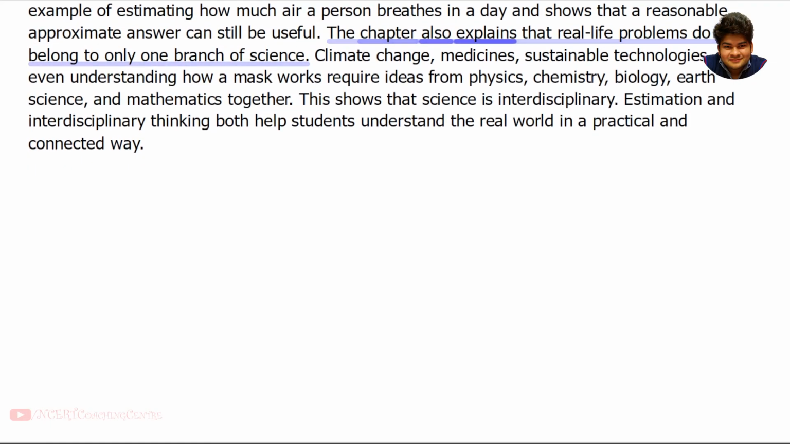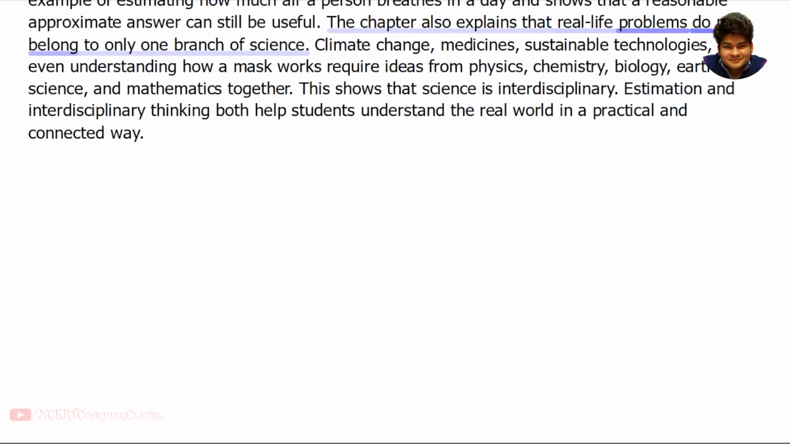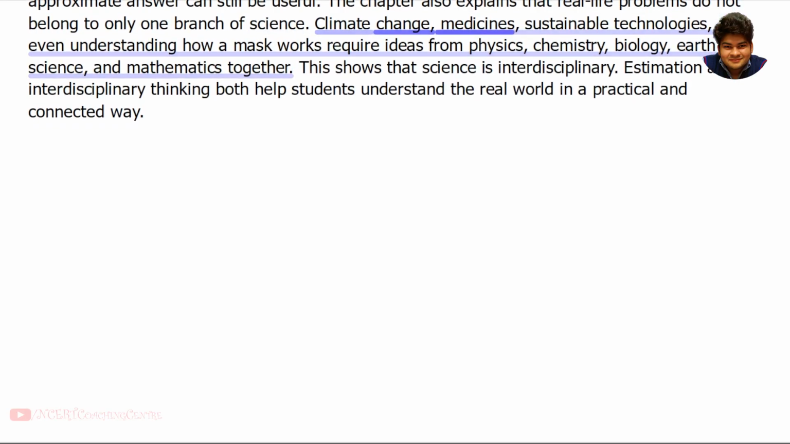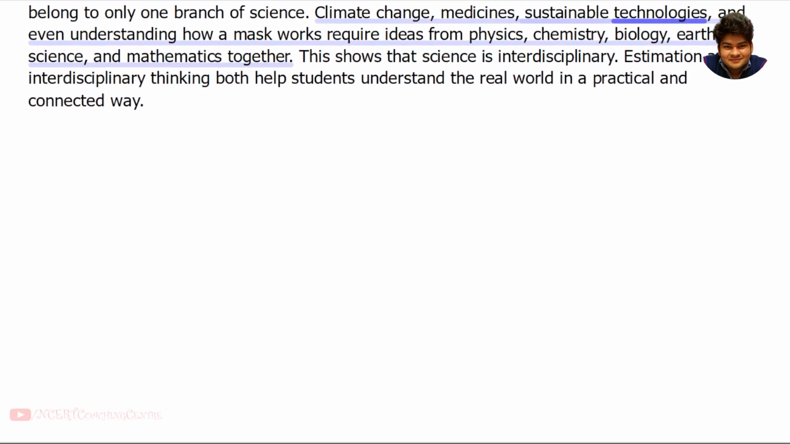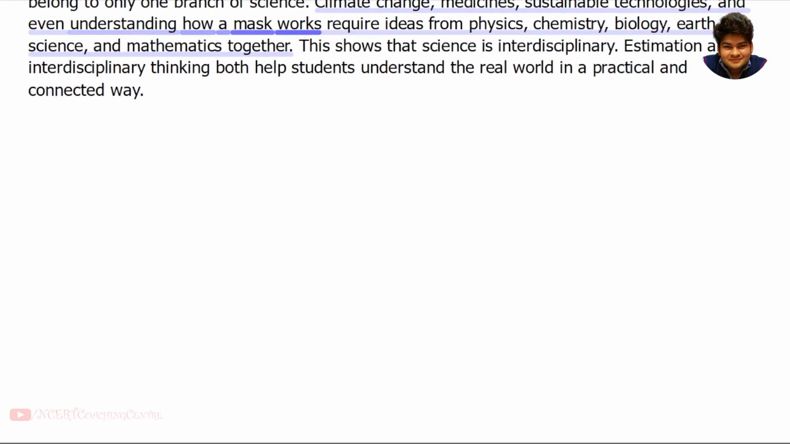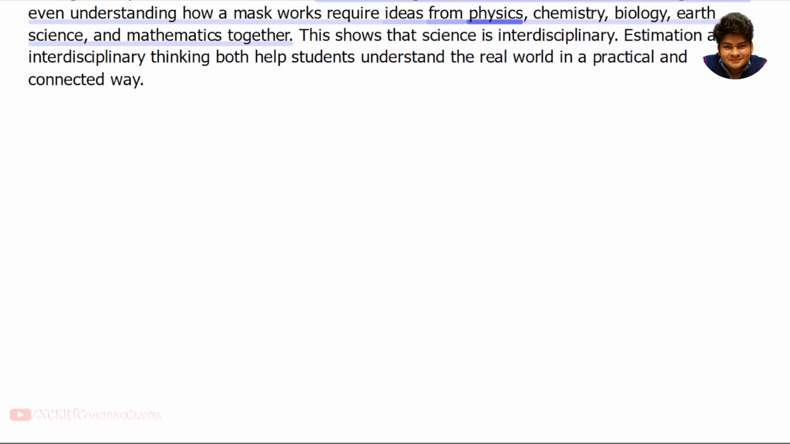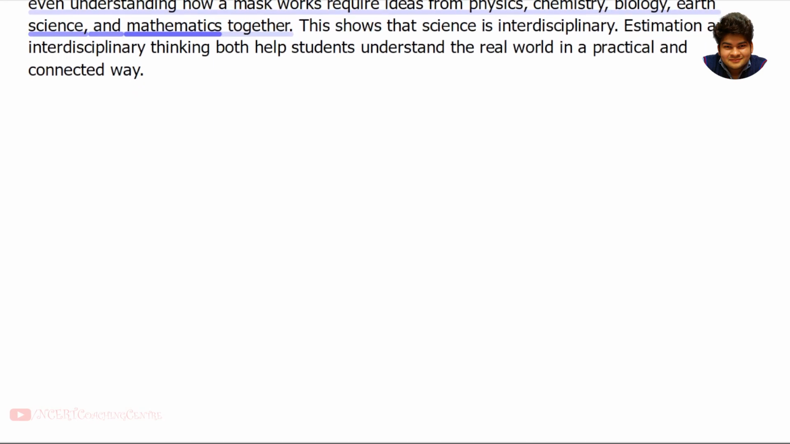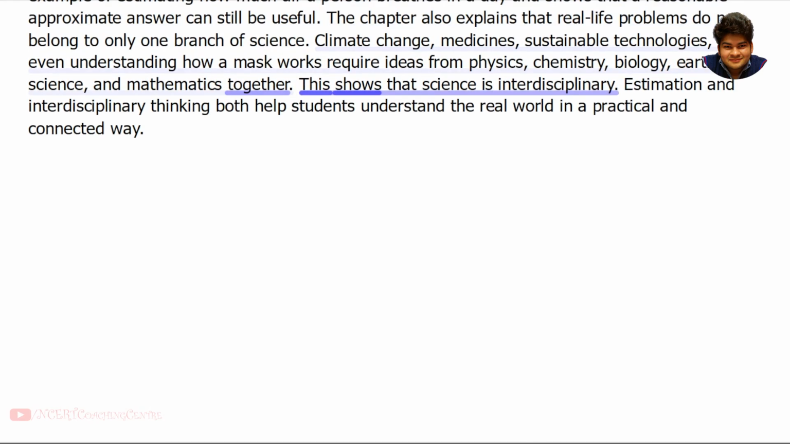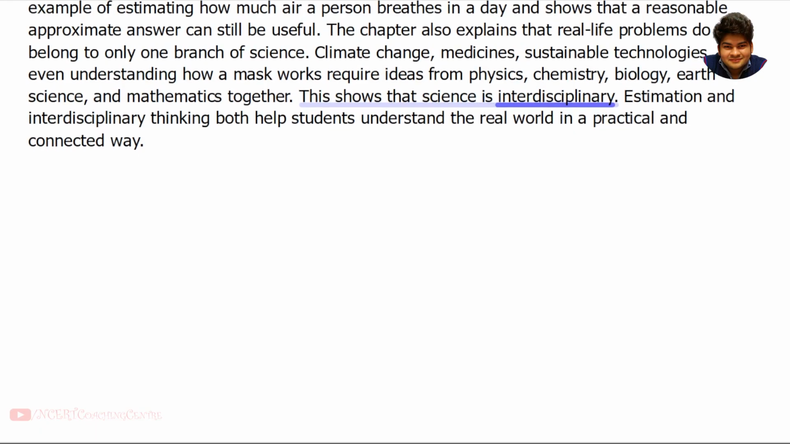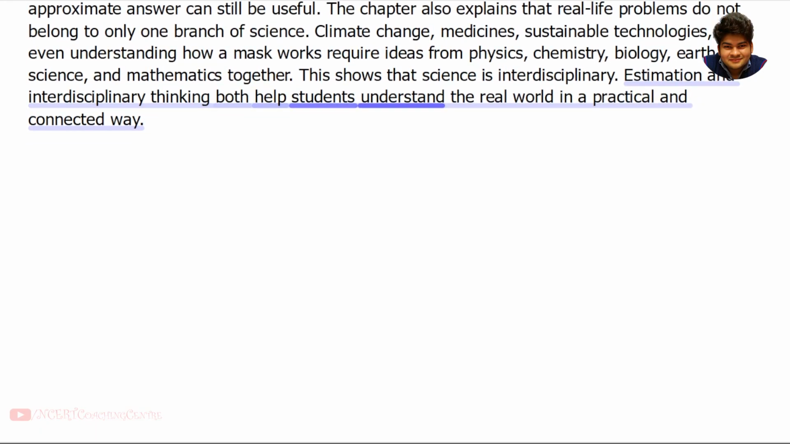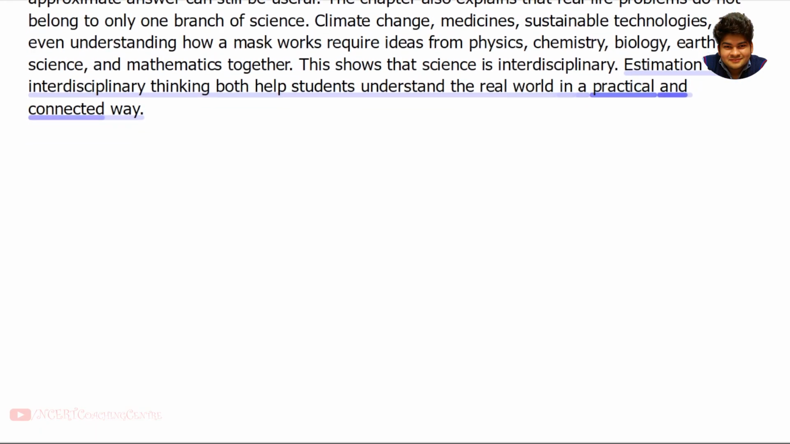The chapter also explains that real-life problems do not belong to only one branch of science. Climate change, medicines, sustainable technologies, and even understanding how a mask works require ideas from physics, chemistry, biology, earth science, and mathematics together. This shows that science is interdisciplinary. Estimation and interdisciplinary thinking both help students understand the real world in a practical and connected way.